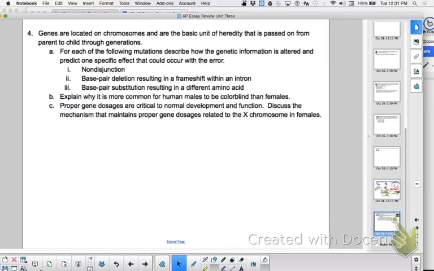Okay, let's look at the next one. Base pair deletion resulting in a frame shift within an intron.